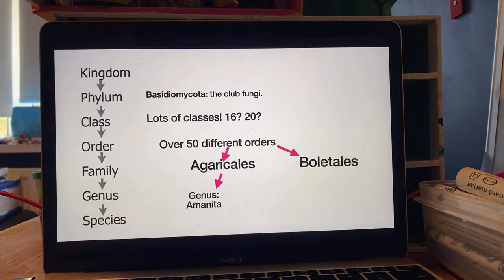So yeah, that's another genus called Amanita. Now we're going to quickly talk about the genus Agaricus, because this is the one that you find in the supermarkets.